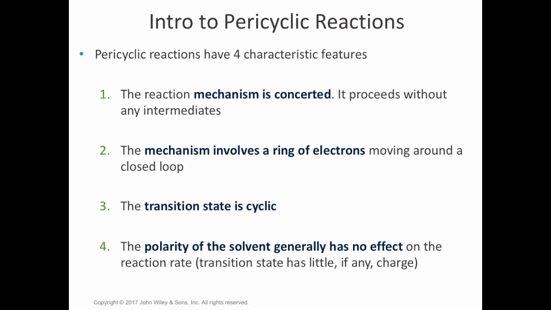There are four characteristics of pericyclic reactions. The first is that the mechanism is concerted. It happens all in one step without intermediates. The second characteristic is that the mechanism involves a ring of electrons moving around in a closed loop. Third, the transition state is cyclic. And four, the polarity of the solvent generally has no effect on the reaction rate.